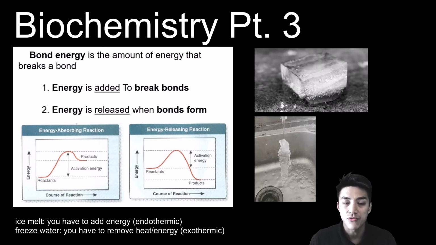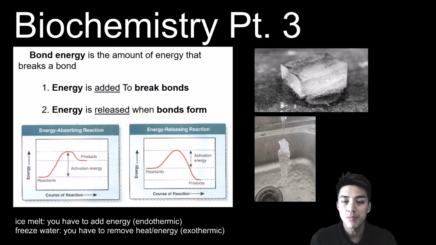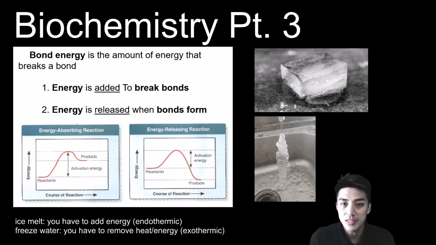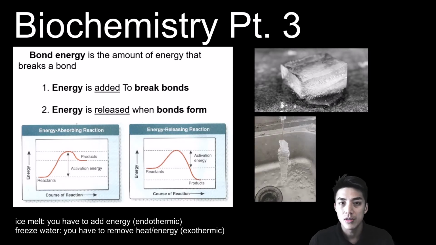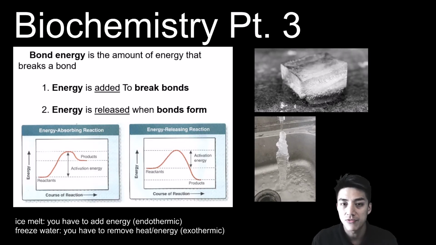Whereas when bonds are formed, energy is released. You can think of it this way. In order to melt ice, you have to invest energy. You have to heat up the ice somehow to get it to melt into a puddle of water. Whereas when you want to freeze water, you have to cool the water down. So in a way, you're removing the heat. Heat's being released by the water as it freezes.